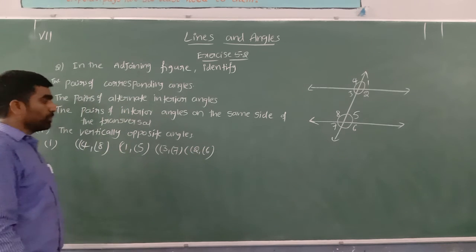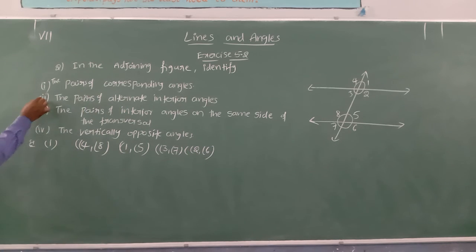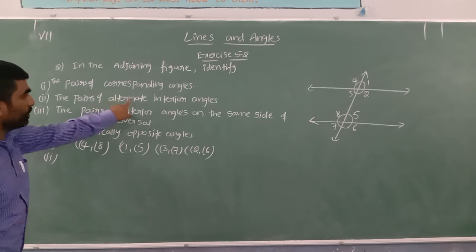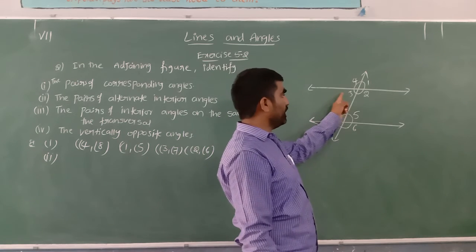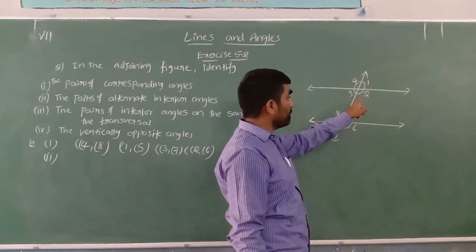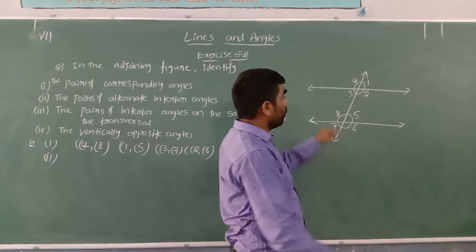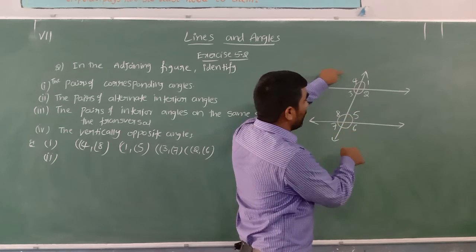These are called corresponding angle pairs. Let's see the next one, the second one: the pairs of alternate interior angles. Alternate means one on the left side, one on the right side. They should not be adjacent, and both are inside or both are outside.